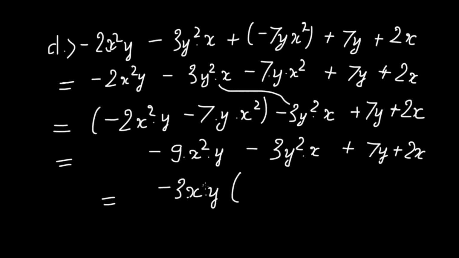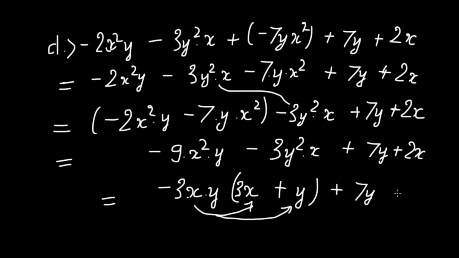So inside here, you got x, because negative 3xy times x, you got negative 3x squared y. Hmm, wait, negative 3 times 3x, so you got a negative 9x squared y right here. And right here you got y, because you see negative 3xy times y, you got negative 3 times y squared times x, plus 7y plus 2x. See? And this is the final answer for this question.